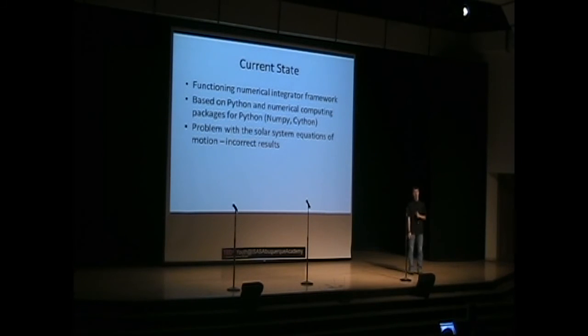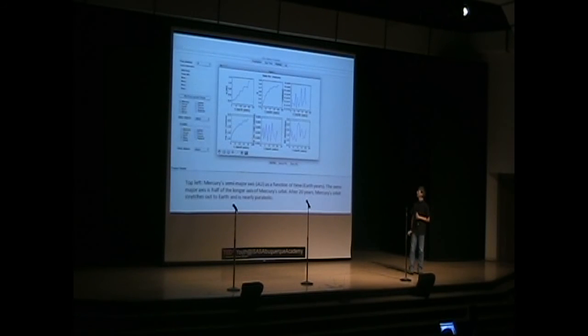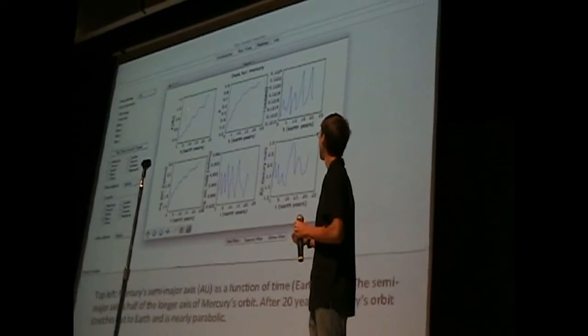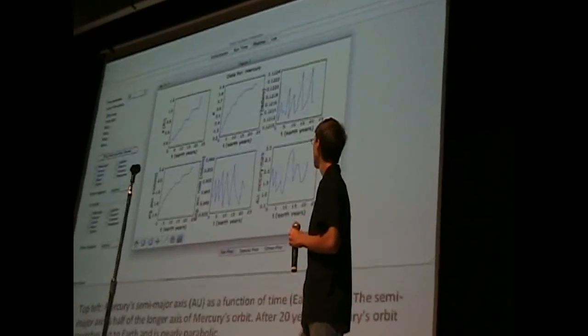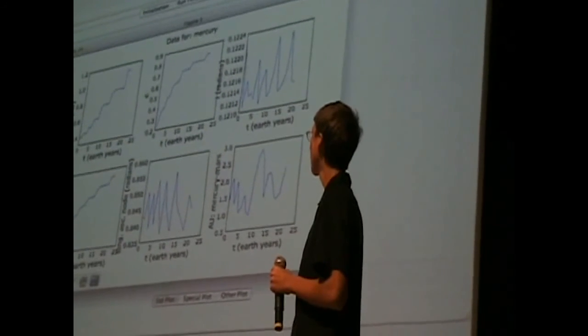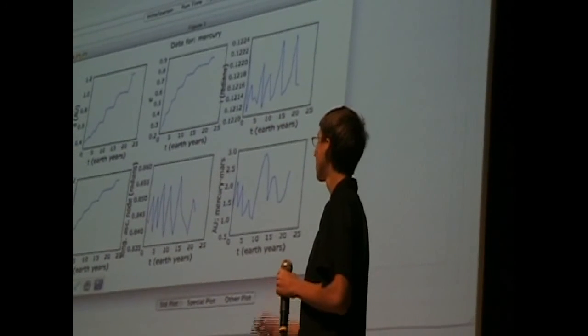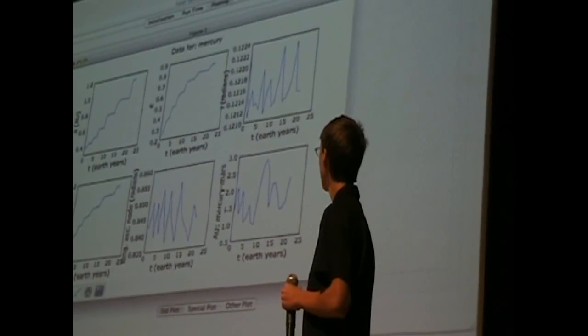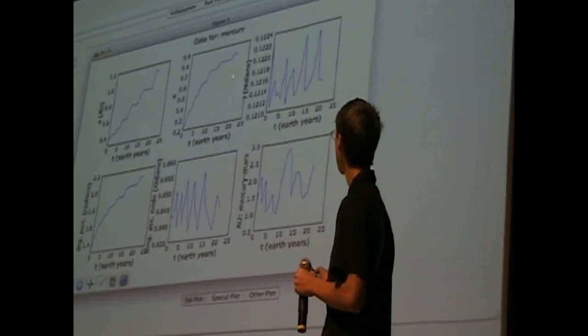So the current state of the integrator is that it is functioning, and we've actually tested it by integrating the equations of motion for an earthbound projectile with air resistance. However, there appears to be a problem in the solar system equations of motion, leading to inaccurate results. So this is a screenshot of the integrator, and you can see, for example, in the top left, Mercury's semi-major axis as a function of time, and you can see that its orbit stretches out after approximately 20 years to the orbit of Earth, and its orbit becomes parabolic, or near parabolic, at that same point.